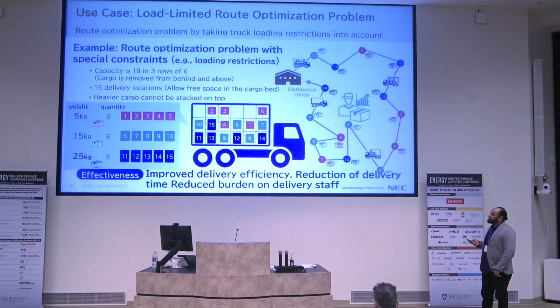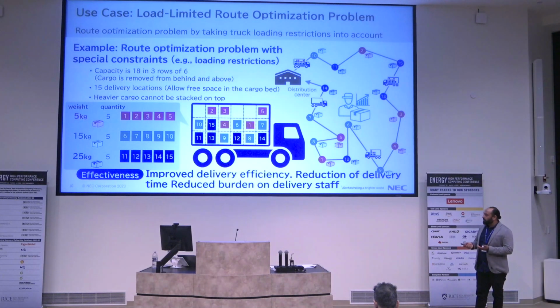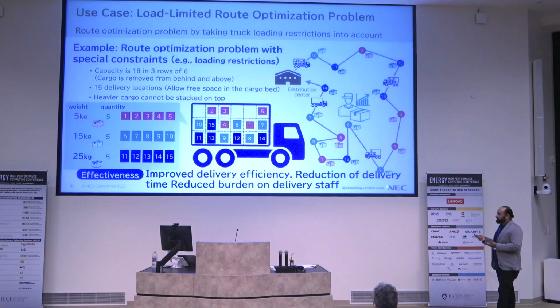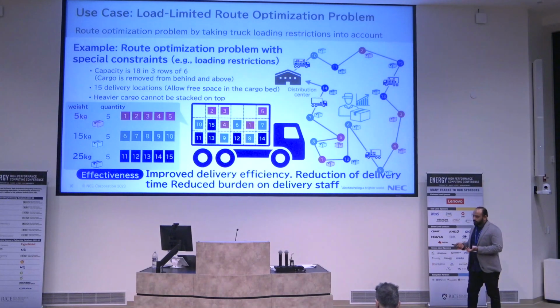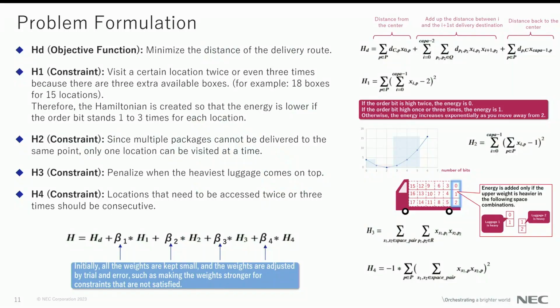So basically, we have a combinatorial problem at hand, and we can solve it by formulating the problem. With improved delivery efficiency, you can reduce the delivery time and the burden on the delivery staff. How do we do it? This slide goes a little into the nitty-gritty of how a Hamiltonian is formed, but the idea is to show that it can be done.